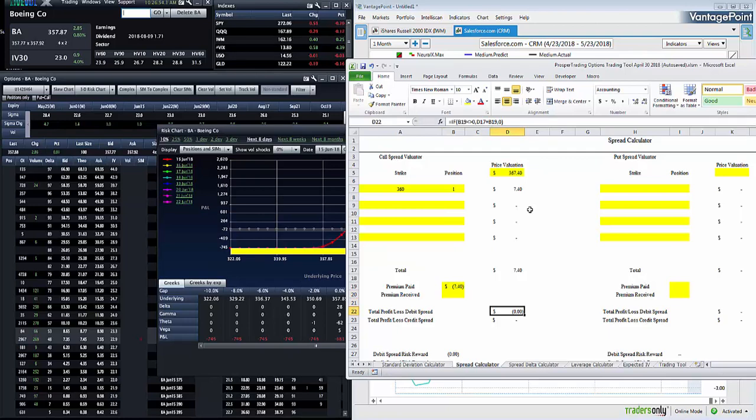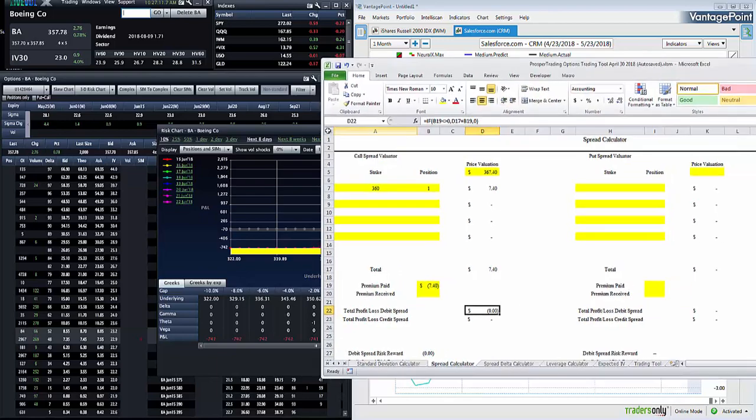Is that clear to everybody? That's the simplest example, and then we'll look at a put. Okay, if there are no questions on that, let's move over to the put side. Let's stick with BA.